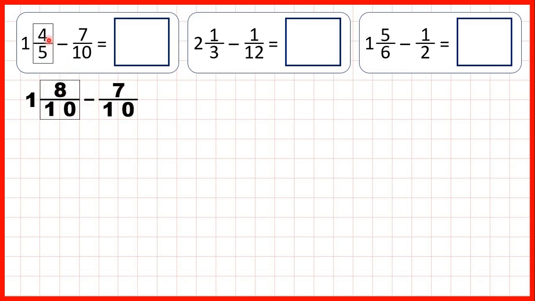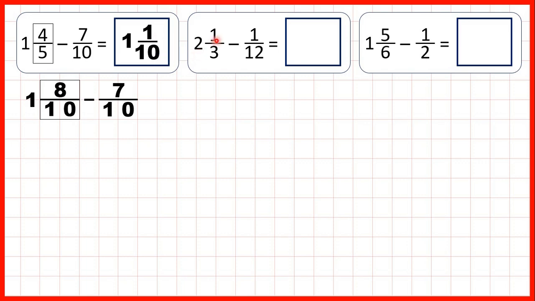8/10 is equivalent to 4/5 because to find equivalent fractions we use multiplication, and 5 times 2 is 10. What we do to the denominator we do to the numerator as well, and 4 times 2 is 8. So now we subtract the fraction first. 8/10 minus 7/10 is 1/10, and we have 1 whole, and we're not taking any whole numbers away, so we still have 1 whole in our answer, which is 1 1/10.